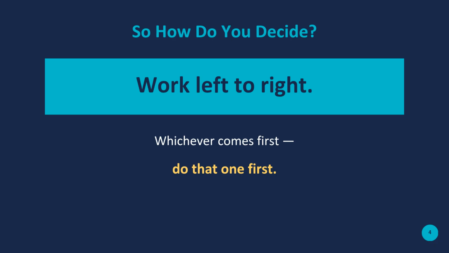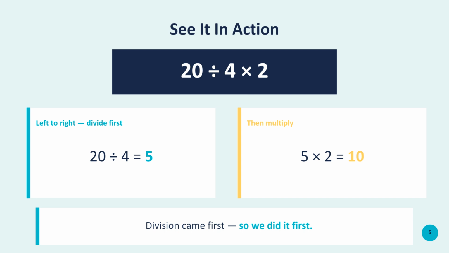So how do you decide which one to do first? Simple. You work from left to right. Whatever comes first in the problem, you do that first. Let's look at this. 20 divided by 4 multiplied by 2. Start from the left. 20 divided by 4 equals 5. Then multiply. 5 multiplied by 2 equals 10.